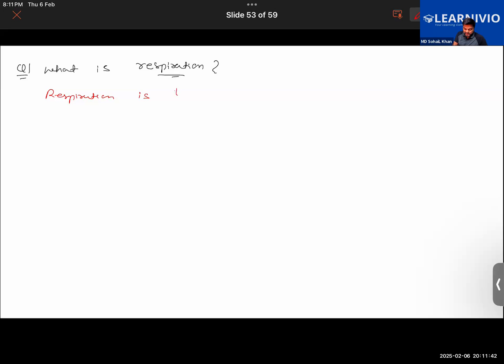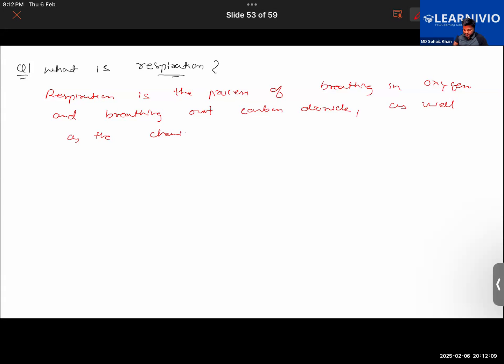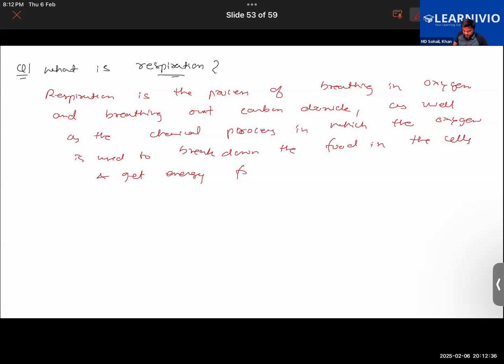So respiration is the process of breathing in oxygen and breathing out carbon dioxide, as well as the chemical process in which the oxygen is used to break down the food in the cells and get energy from it.